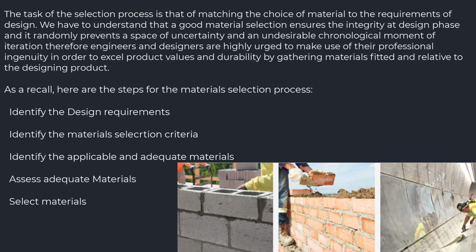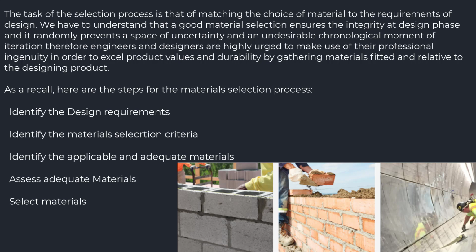Then you have to identify the material selection criteria. By criteria, we're talking about the properties of the material: physical properties, chemical properties, and why not geological properties of the material, to help you shape up your idea. And then you have to identify the applicable and adequate material.